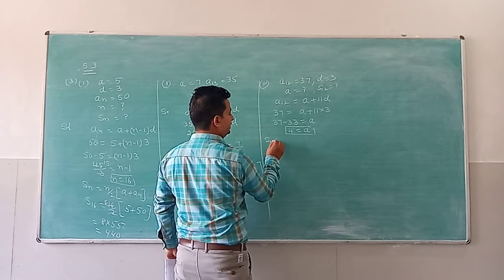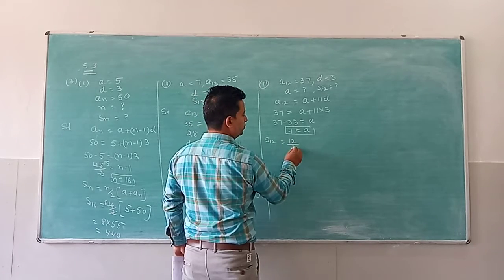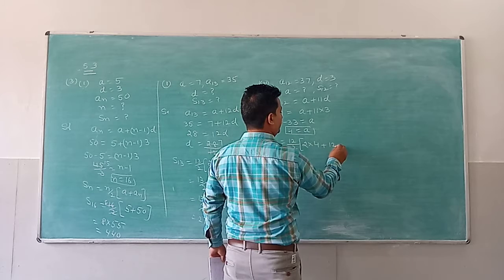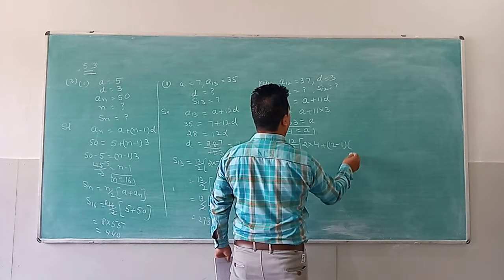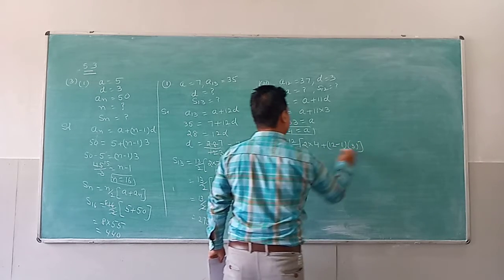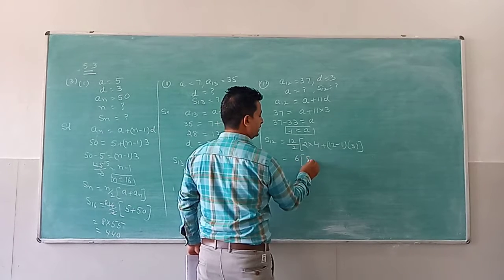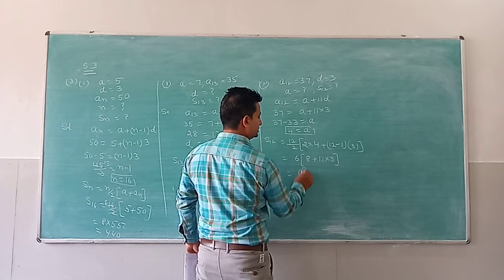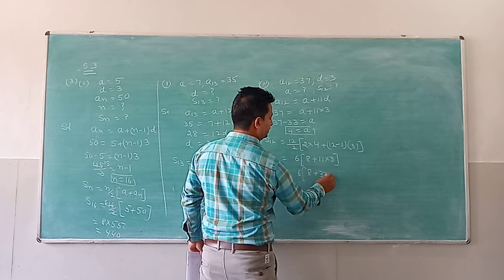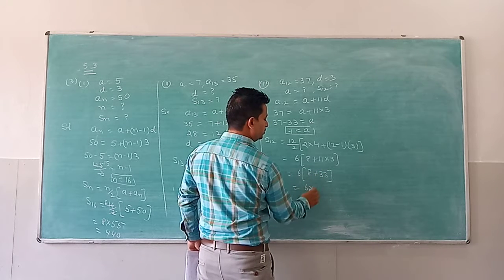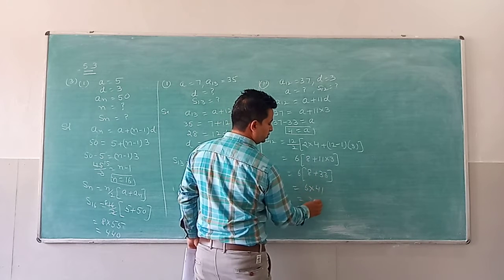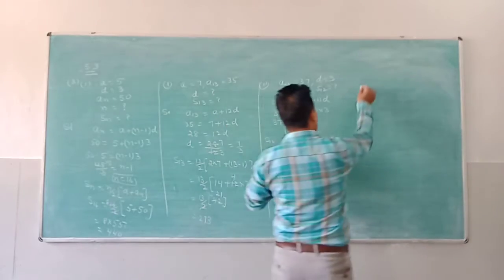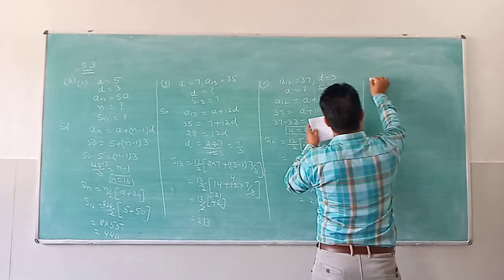And S12 is n upon 2 into 2a plus (n minus 1) d. A is 4, n minus 1 is 12 minus 1, d is 3. So this is 6 into 8 plus 11 into 3. 6 into 8 plus 33. 6 into 41, 246. So 246 is the sum of this AP.